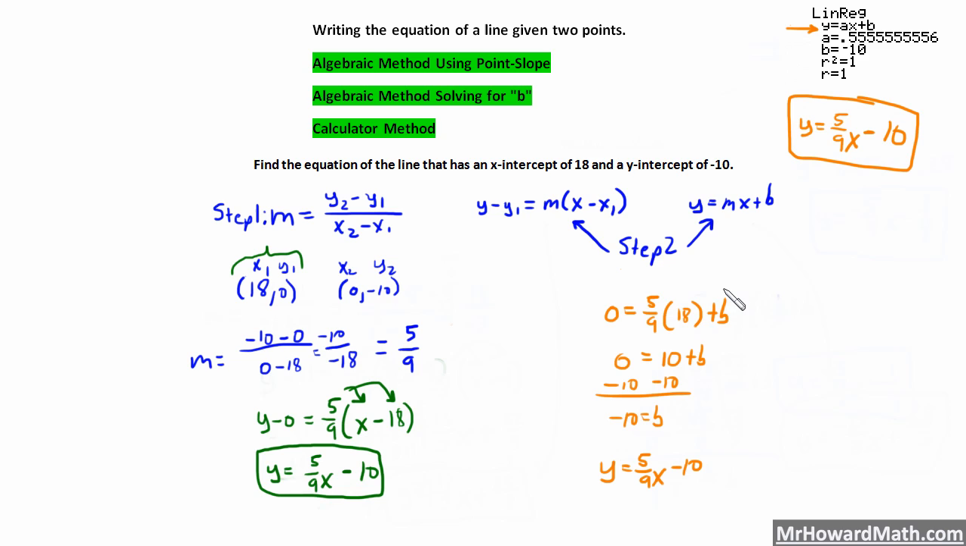Okay, so let's recap here. We looked at 3 different examples and we worked it 3 different ways. One was with the algebraic method using the point slope. The second method was the algebraic method solving for b. Remember, with both of these we had to find our slope first. Find m first with these 2 methods. And then lastly, and the easiest and fastest, is just use our calculator. We use stat edit in our calculator.